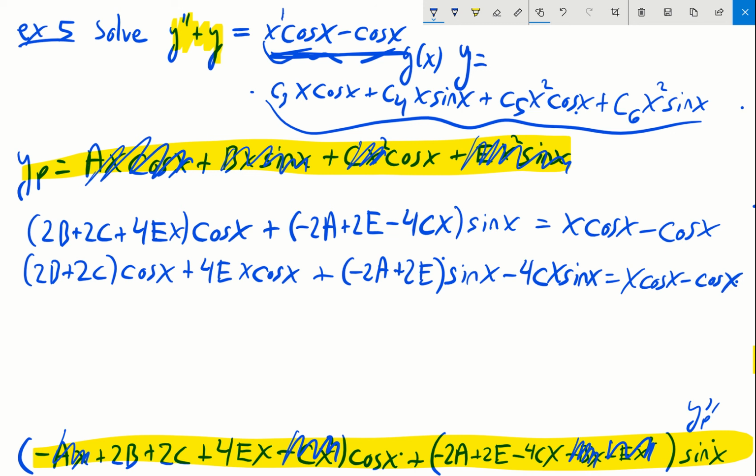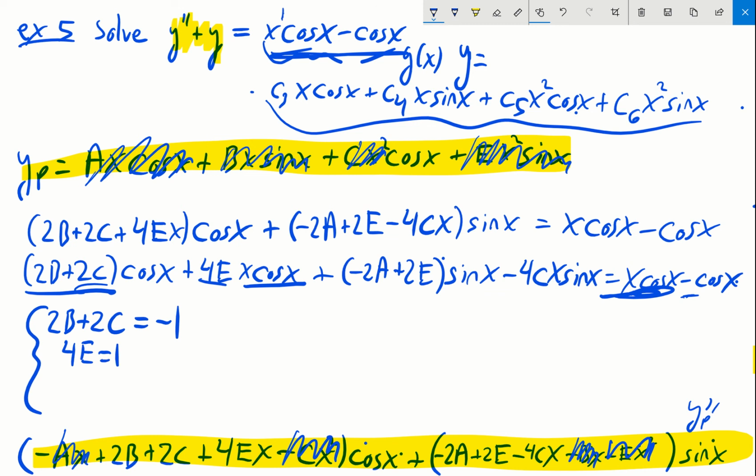Okay. And now let's equate coefficients. So this coefficient has to match up with the coefficient of this one. And so that means that 2b plus 2c is going to be equal to 1. Excuse me, no, negative 1. Sorry. This one here matches up with this guy here. So that should be equal to negative 1. This is our x cosine x term, and that should match up with positive 1. So 4e is equal to positive 1.